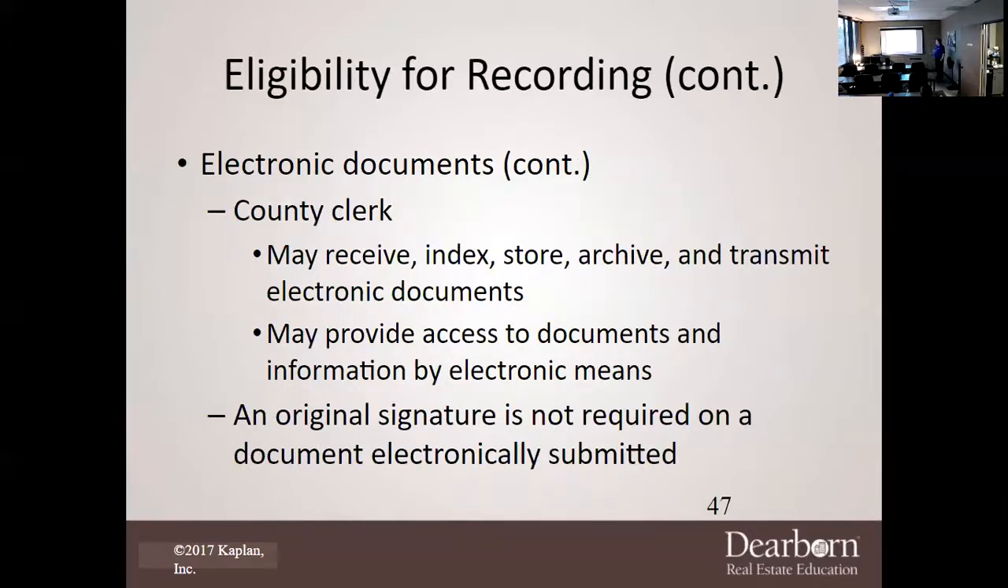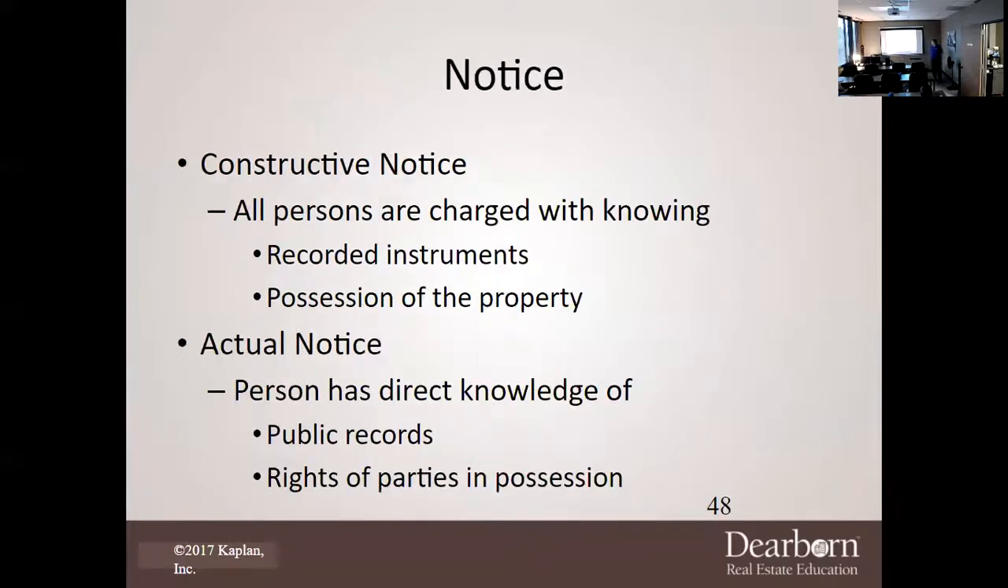The county clerk, of course, may receive, index, store, archive, and transmit electronic documents. They may provide access to documents and information by electronic means. An original signature is not required on a document electronically submitted, though, okay? Because you can't really sign an electronic document by pen and paper.